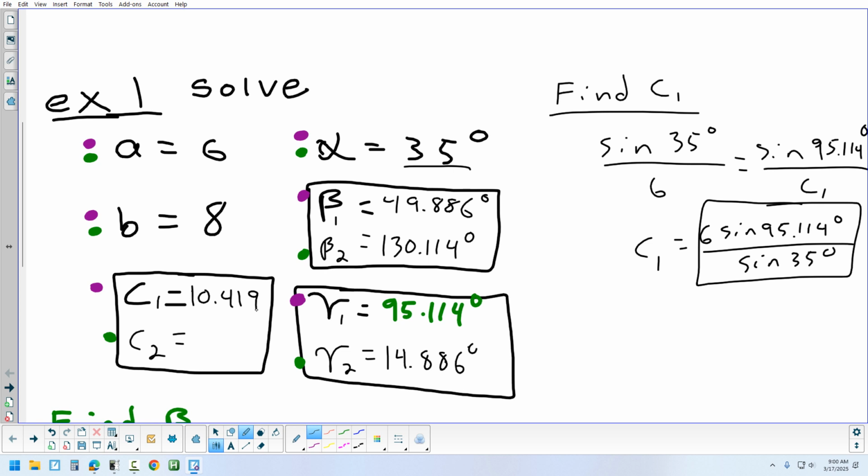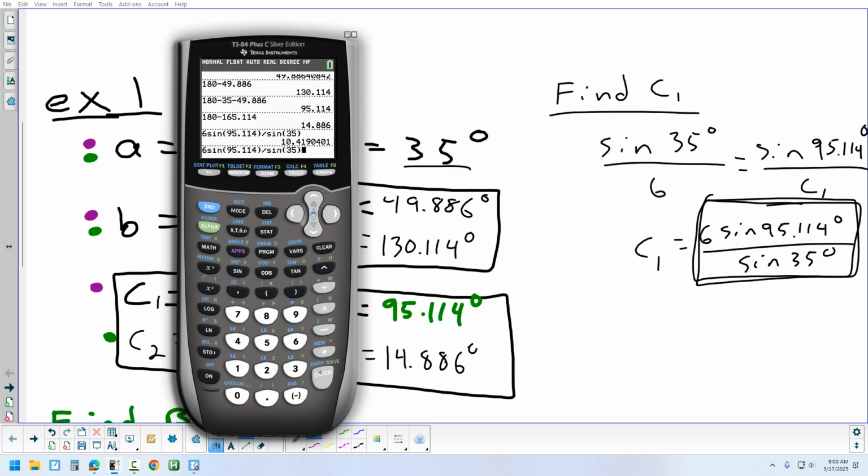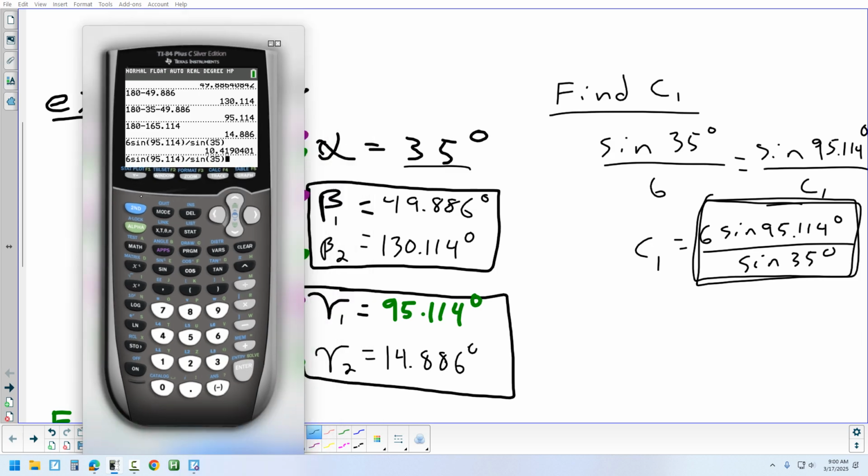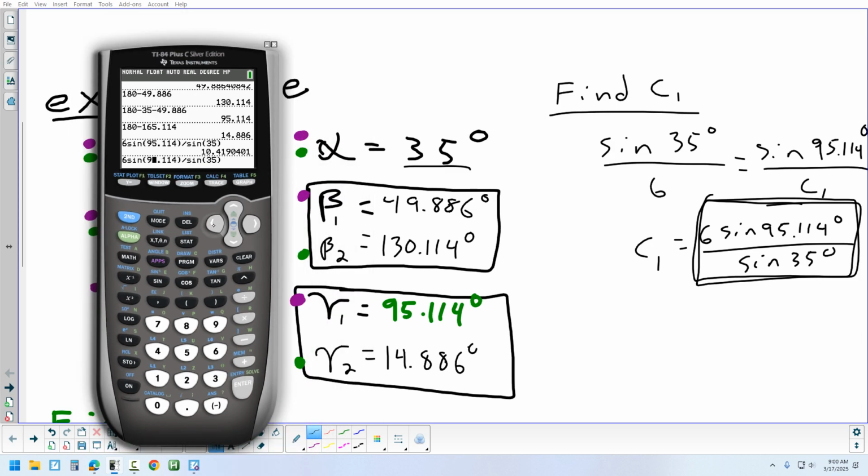And now, when I find C2, there's only one number in this box that's going to change. What's the only thing in that box that's going to change when I do C2? Yep, the 95.114, that's going to change to 14.886. Just use the other angle. Because everything else stays the same, I just hit second enter, and I can use pretty much the same calculation, just change that one number. Okay, so C2 is 2.687.